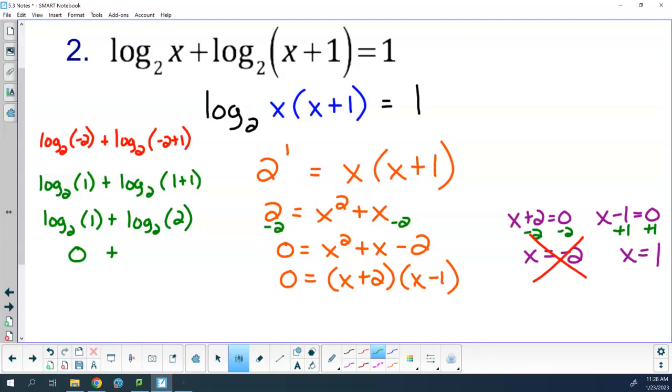Log base 2 of 2. What exponent do I put on 2 to get 2? 1. 0 plus 1 is 1. And 1 is equal to 1. So our answer here then is x equals 1 and only x equals 1. Okay?